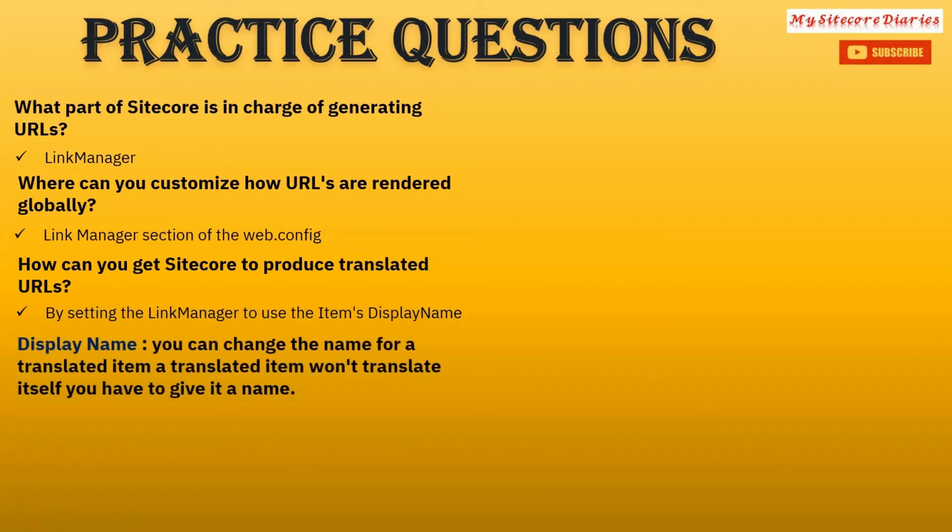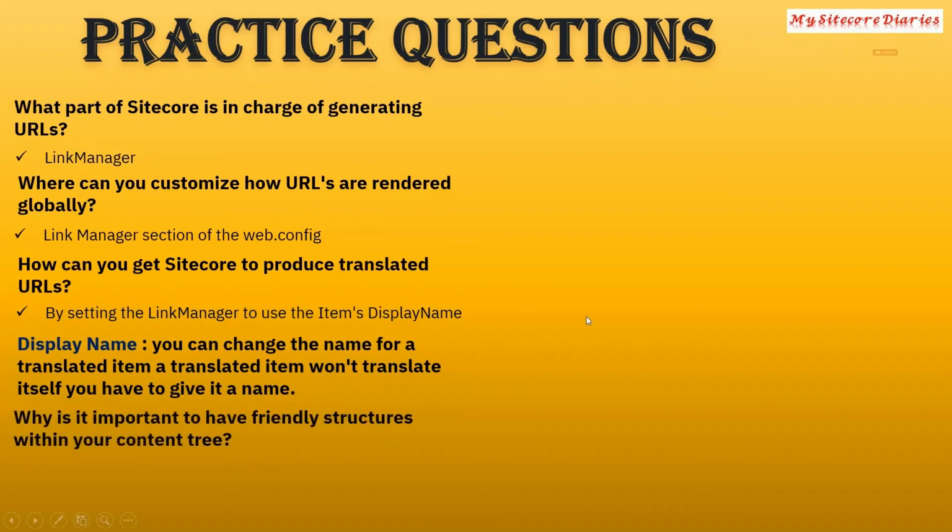With display name, you can change the name for a translated item. A translated item won't translate itself. You have to give it a name. So say you have an item with an XYZ name in English. If you want a different name in FR, you have to give it a display name. That is not automated translation. You have to give that name manually.